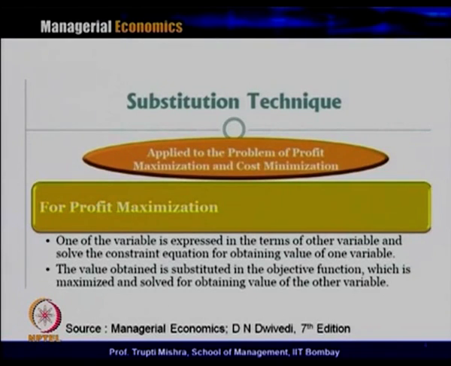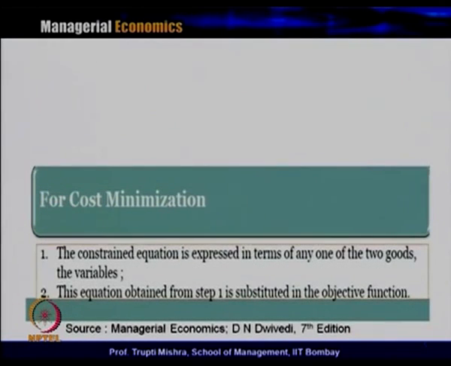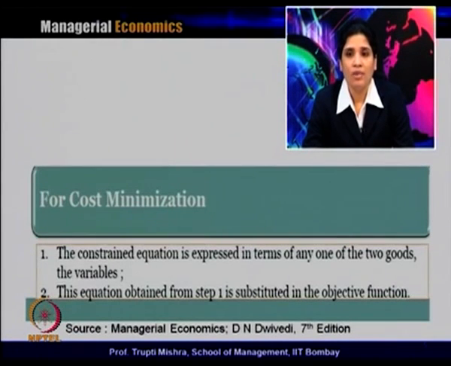So we'll see how we use this substitution technique in a profit optimization problem and in a cost minimization, and how this is different for cost minimization. Maybe the method again remains the same. The constraint equation is expressed in terms of any one of the two variables, and the equation obtained from step 1 is substituted in the objective function. Whether it's a cost function or a profit function, the basic rule is that we express one variable in terms of the other, get the value of one variable, and finally substitute back into the objective function.